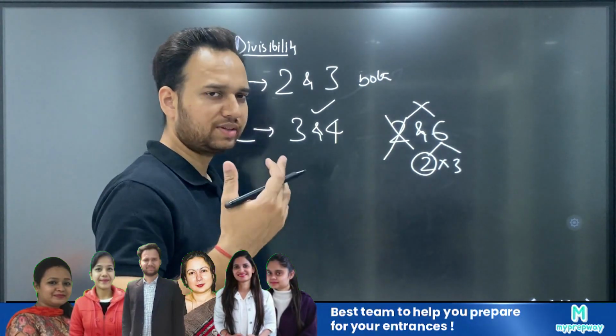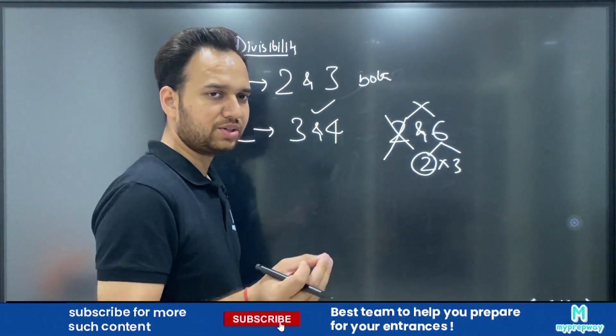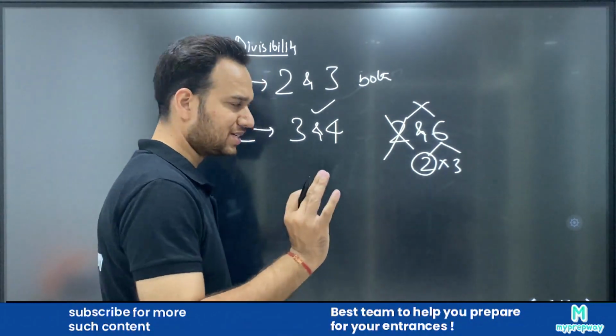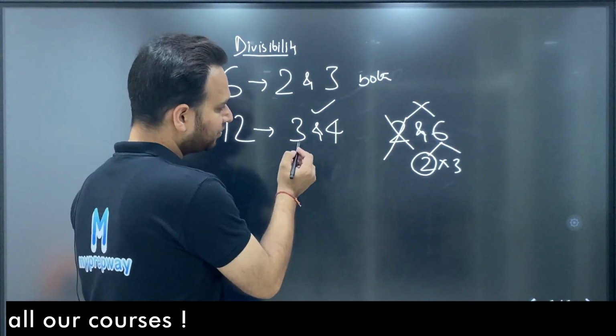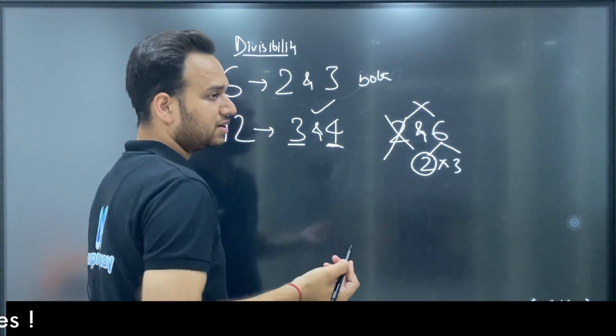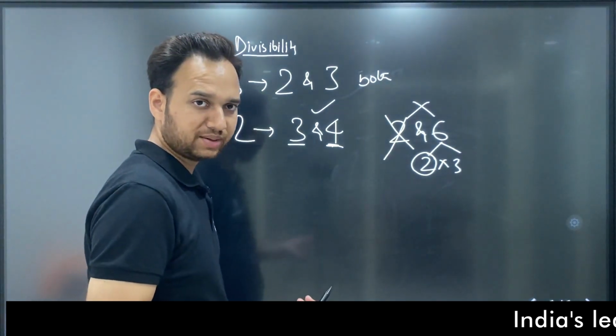So don't go that technical. You don't need to go that technical, but just understand that this is wrong. And why is this correct? This is correct because 3 and 4 don't have any common factor between them, right?